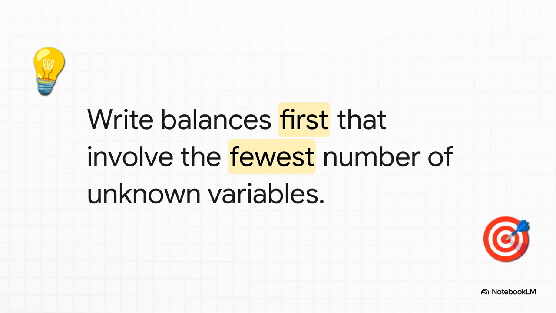Here's the pro move. You always start with the balance that has the fewest unknowns. If we look at the total mass balance, we have two things we don't know: the oil stream and the solid stream. But if we do a balance on just the oil, there's only one unknown in that equation. That's our key. That's our way in.